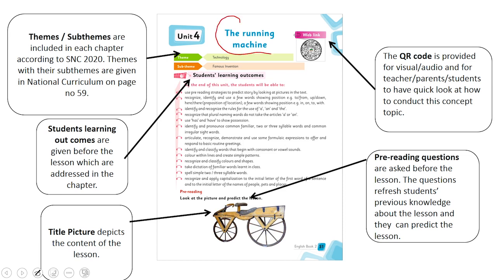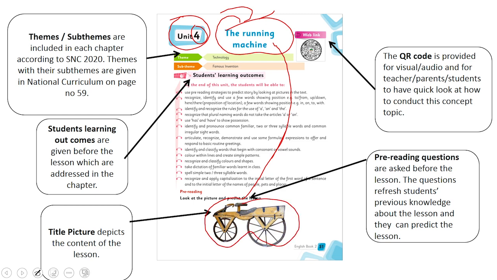This is the title of the unit. The unit we are reading, this is the unit name. Title of each chapter. This is the unit number. This is unit number 4. You can see the title, the unit name, depicts what we are going to read about. As you can see, the running machine and the cycle, this is something like a cycle. We are going to read about the bicycle.